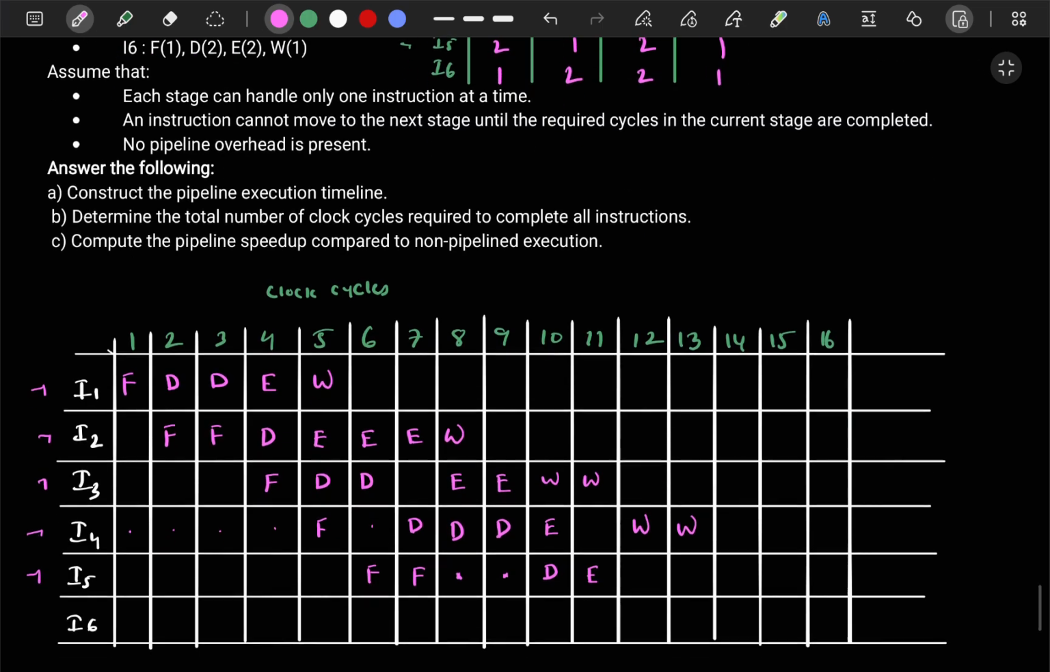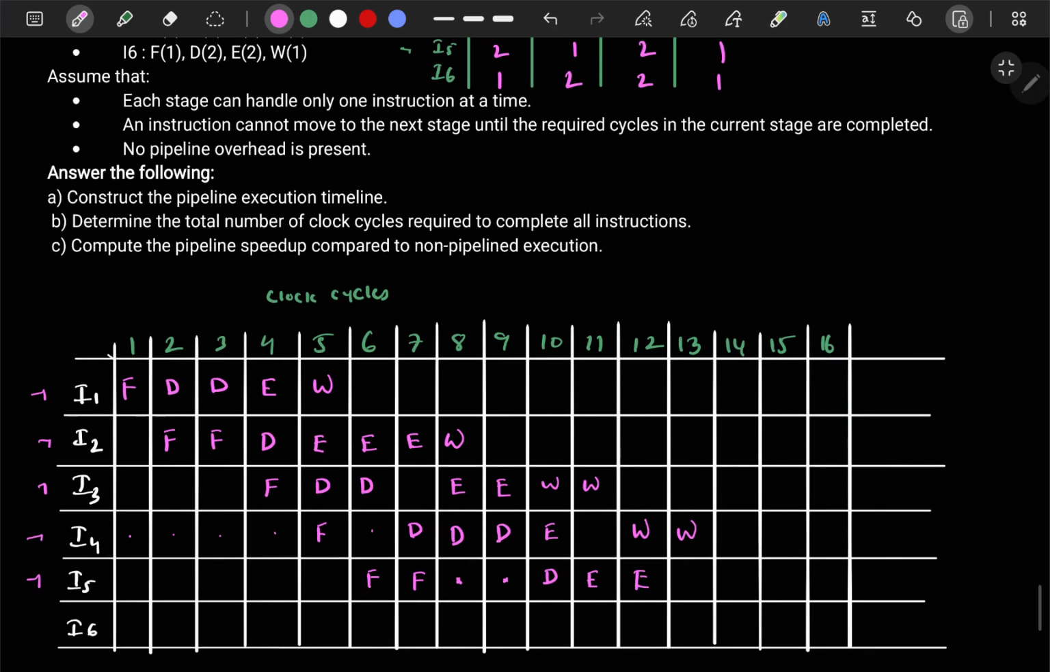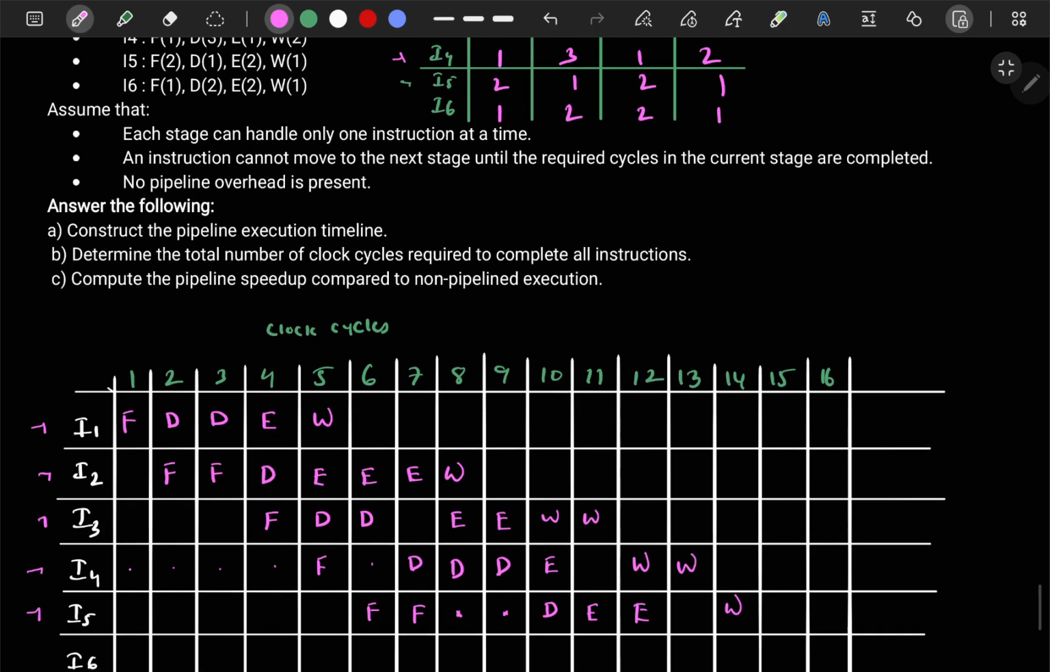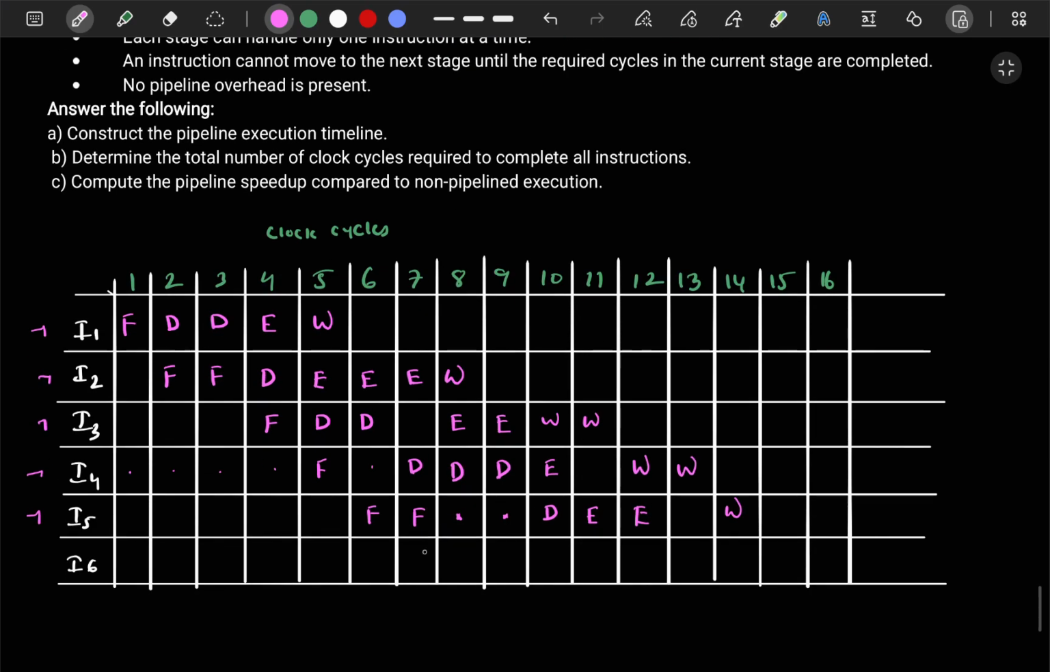Now, execution is taking how much? 2 clock cycles, right? So we are executing 2. Write back, I think we can't execute because I4 is utilizing that phase. So write back comes at the 14th clock cycle. Okay, now I6 fetching will start from the 8th clock cycle.